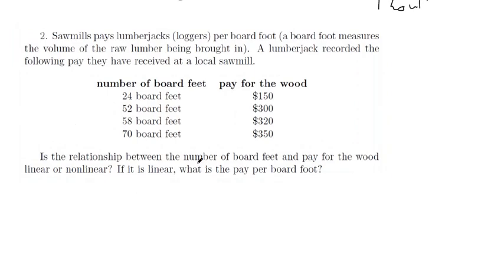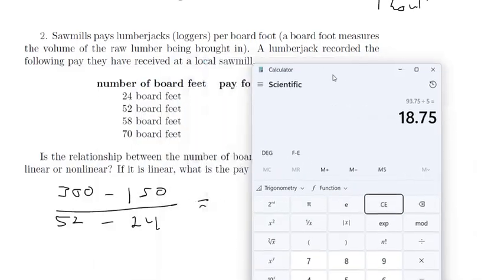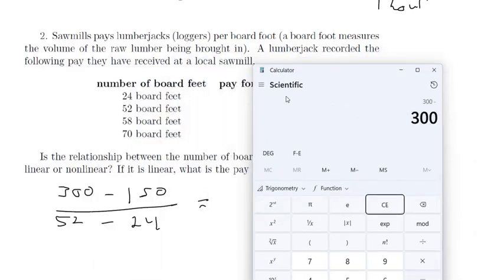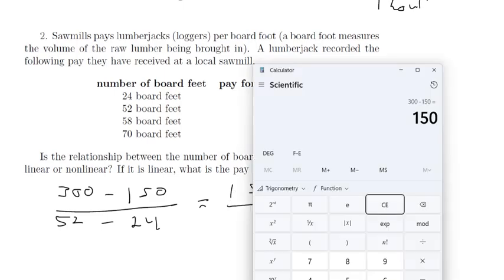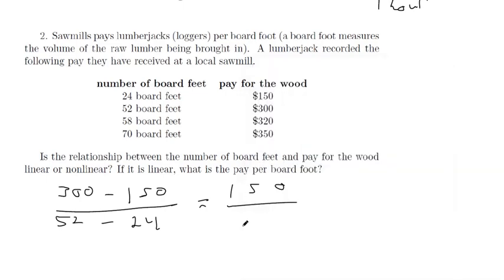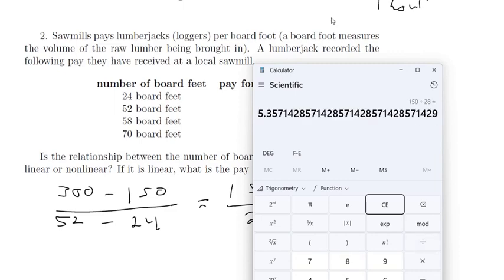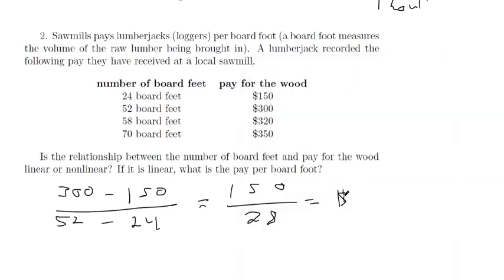Okay, so we can do the same thing here. Let's calculate the slope. So 300 is going to be my y2, 150 is going to be my y1, so that means x2 has to be 52, x1 has to be 24. So if you find the slope between those 2 points, that'll tell you how many dollars you're getting per foot for these first two. So you got 150 up top, 28 on bottom. If you divide those two, 5.35. So you're getting about $5.35 per foot with those first two amounts.